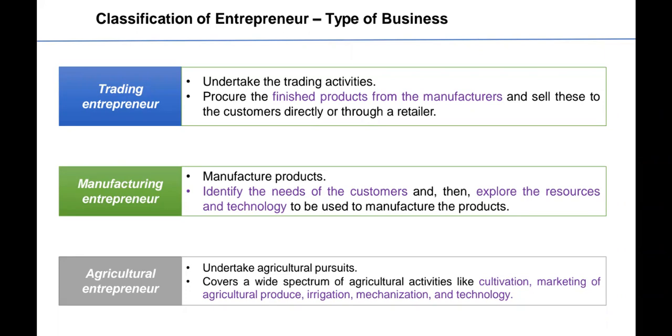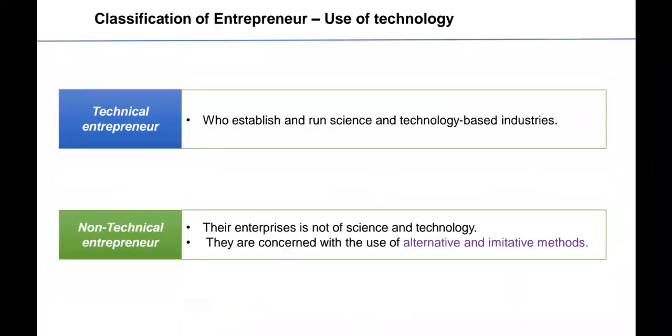Now the next type is the classification of entrepreneurs by use of technology. The first kind is the technical entrepreneur. Technical entrepreneurs are those who establish and run science and technology based industries. They are technically very advanced, directly related with science and technology based industries. Non-technical entrepreneurs are those whose enterprise is not based on science and technology.